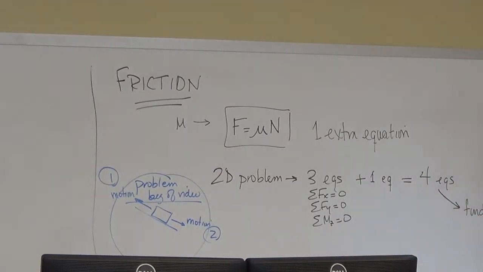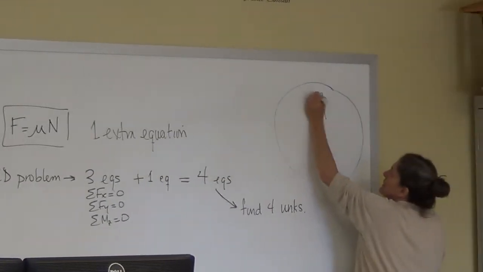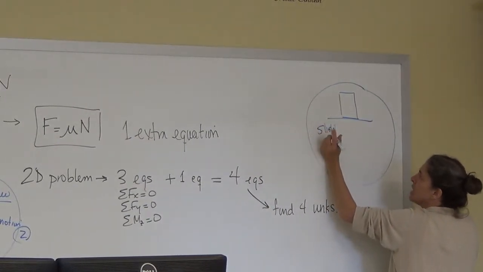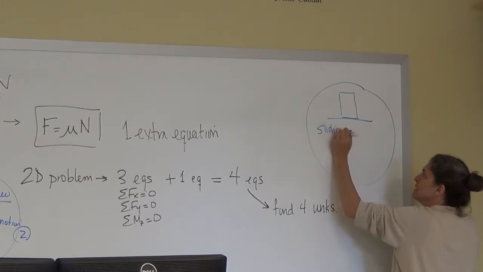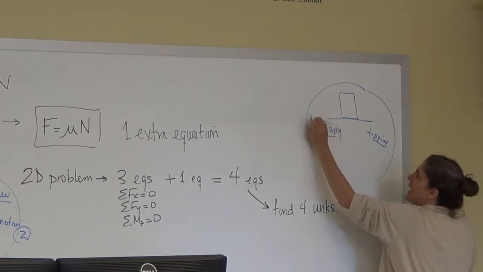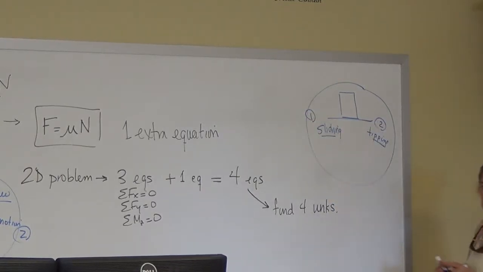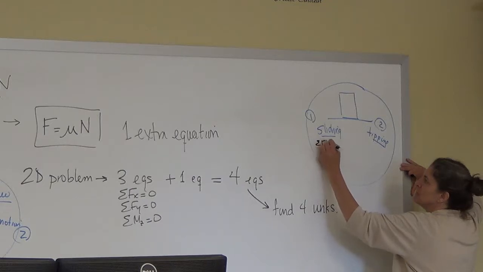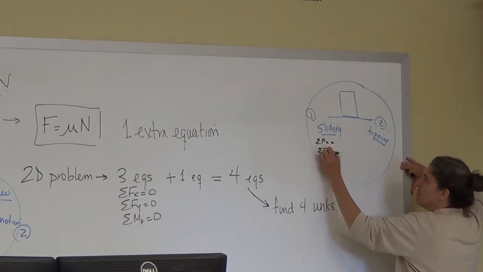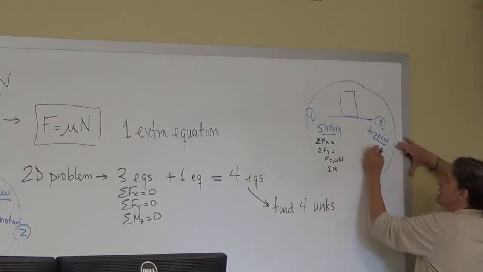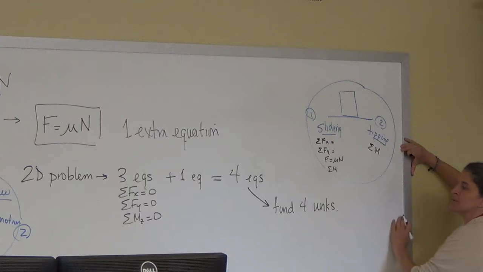Then, if you have another problem where there could be sliding or tipping, you have to analyze it in two ways again and figure out which one's going to happen. So in the first one, when there's sliding, you're probably going to do the sum of the forces in the x and the sum of the forces in the y and the friction force, and you might even do the sum of the moments. But definitely with tipping, you will be doing the sum of the moments.